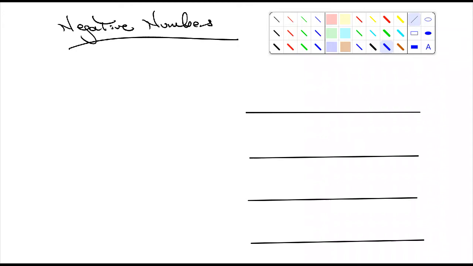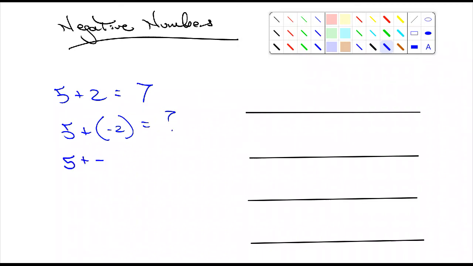So if I wrote down a problem here, if I wrote 5 plus 2, you guys all know the answer to that is 7. Well, what if I said 5 adding, and then I'm going to put it in parentheses, I'm going to put a negative 2, okay, equals something. And the reason why I put it in parentheses is because it doesn't make a lot of sense if I wrote 5 plus minus 2. It's like, what the heck is that? So you put the parentheses often around the negative numbers so you can make sense of the problem.